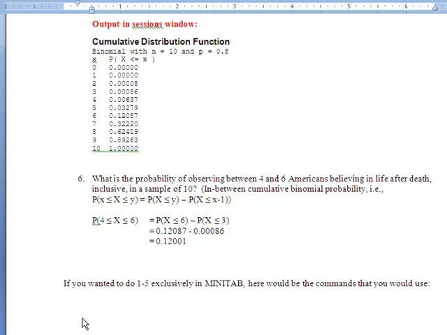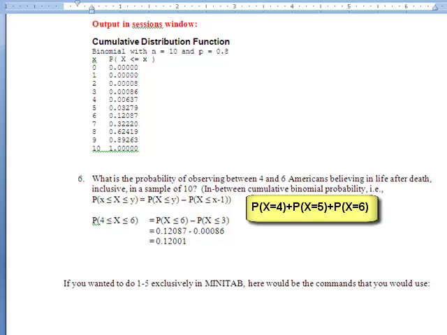And here's the last problem. What's the probability of observing between 4 and 6 Americans believing in life after death out of the 10 in our sample? Well, that's an in-between. So we went between 4 and 6. That means I want to include 4 and 6. So I'm going to have 4, 5, and 6.